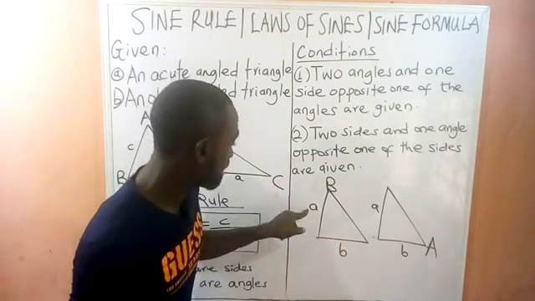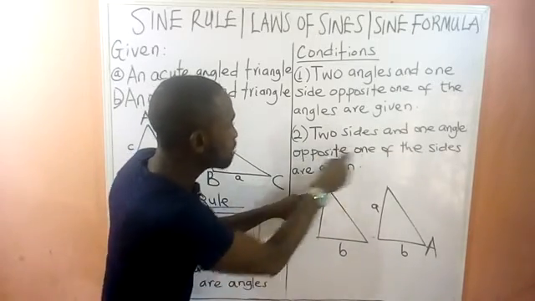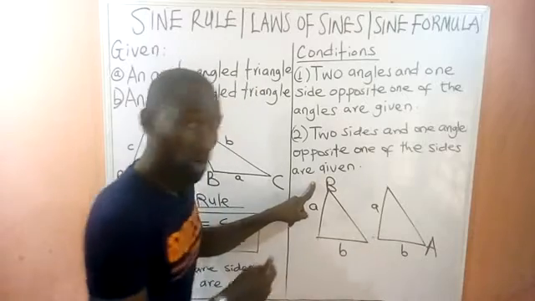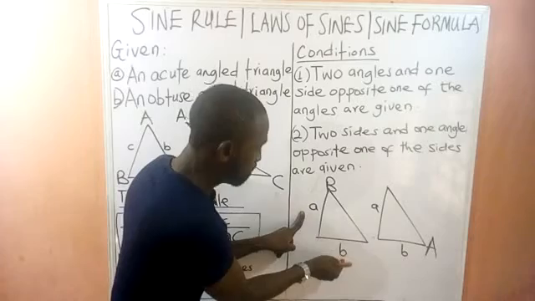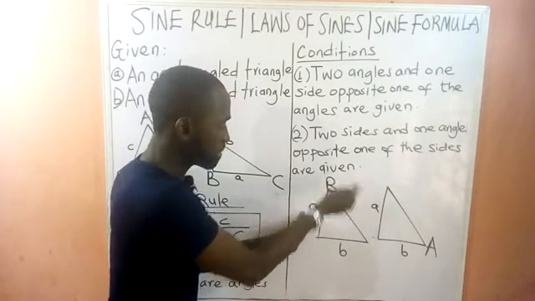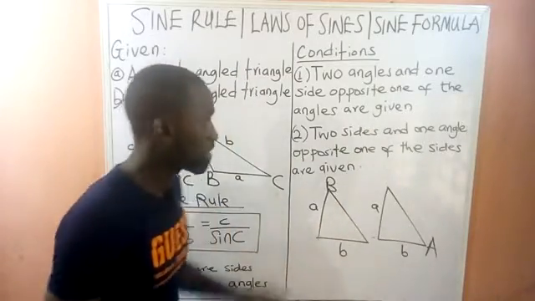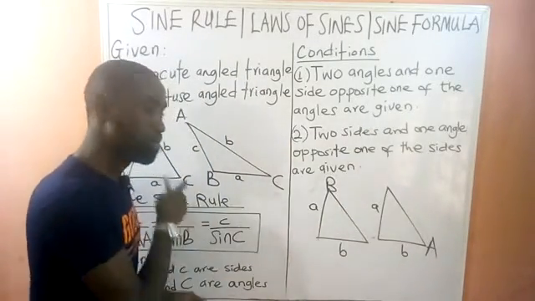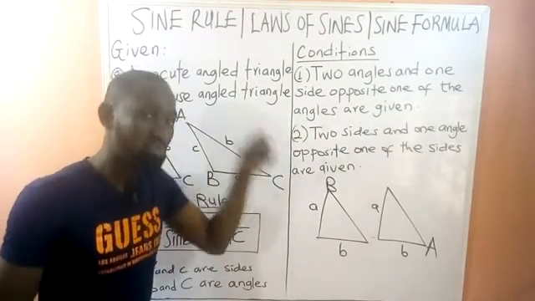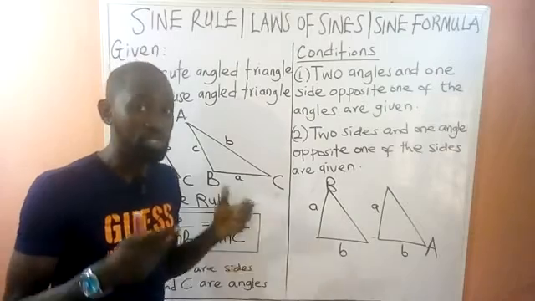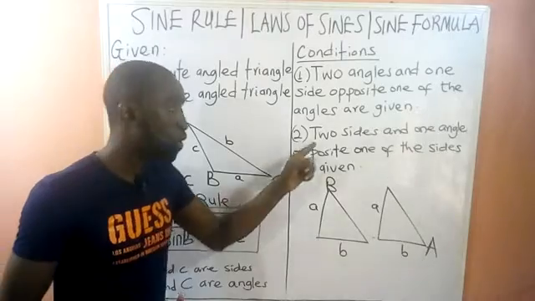So here we have two sides, side a, side b, and one angle. This is the angle. That angle must be opposite one of the sides, meaning this angle is facing either a or b. So we have this one here, which is facing b, and the second one is facing a. So once we have either of these two conditions, we can now use sine rule. Meaning we can't just apply sine rule anyhow. These conditions must be satisfied before we can apply sine rule. Are you with me in class? Either I have the first one being satisfied, or I have the second one being satisfied.